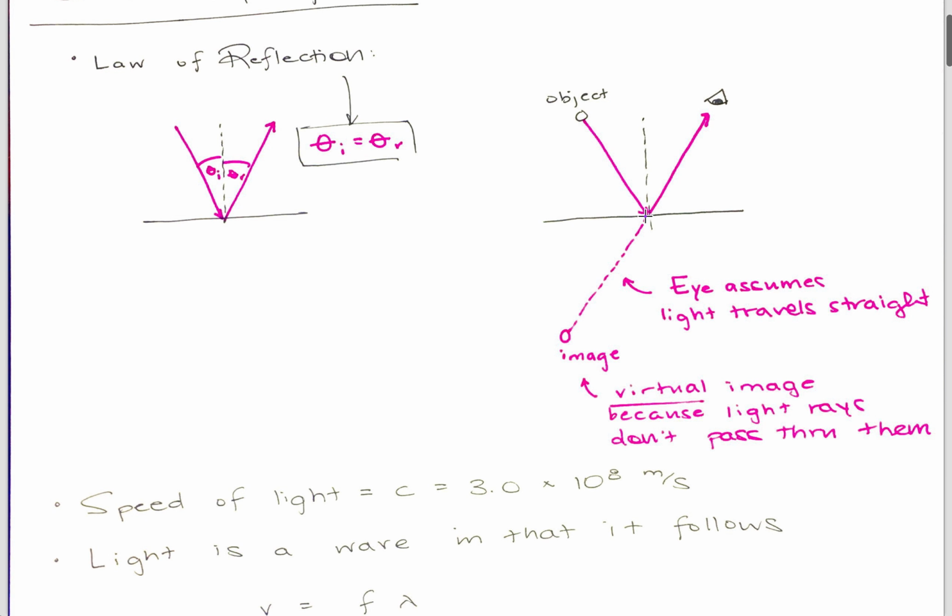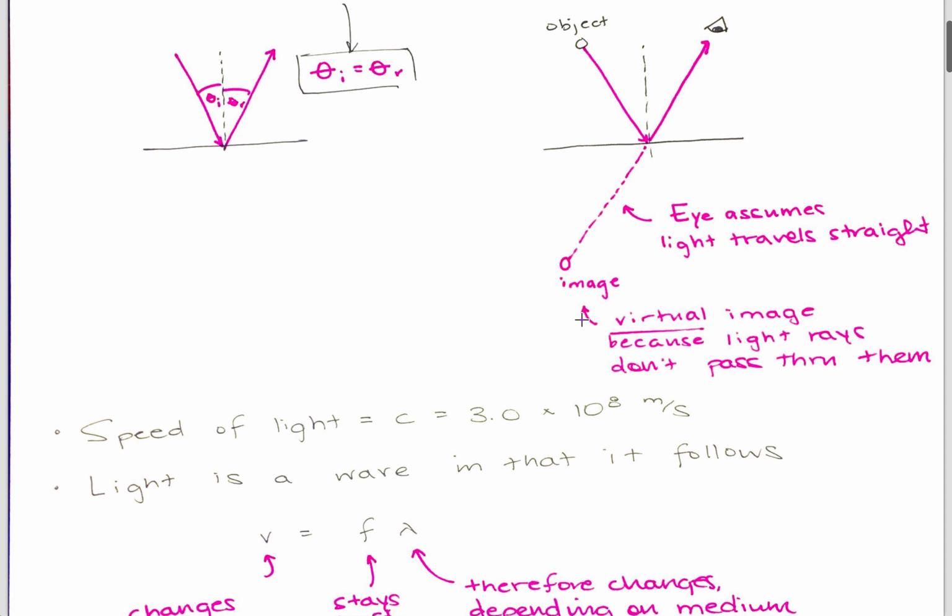Now in this case, the light ray, that's the solid line, I always use solid lines to show light rays, the solid lines here don't actually travel to the image, right? There's no light ray that actually passes through this mirror. That's instead just where your eye perceives the image to be. So we're perceiving this then as what we'd call a virtual image, because the light rays don't actually pass through them.